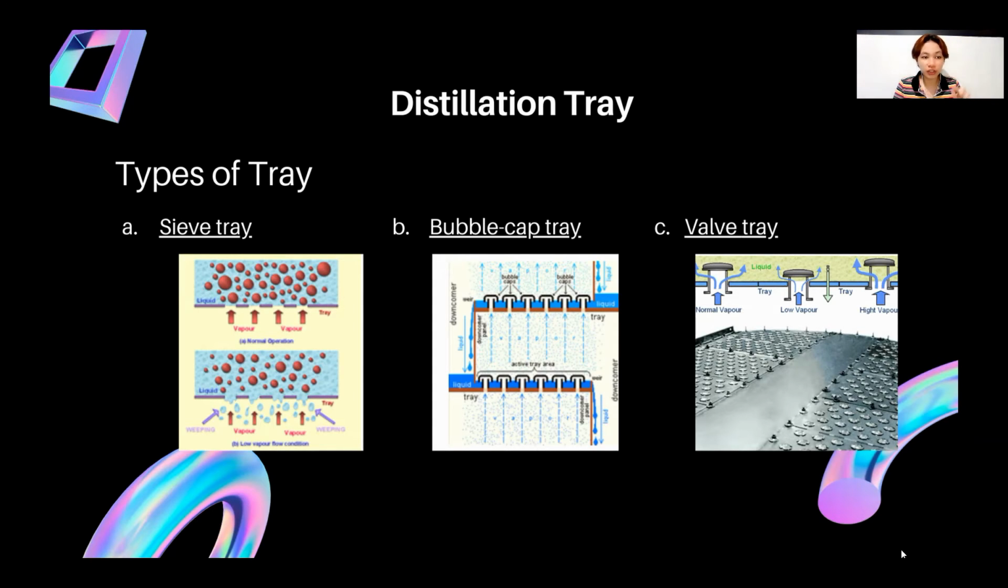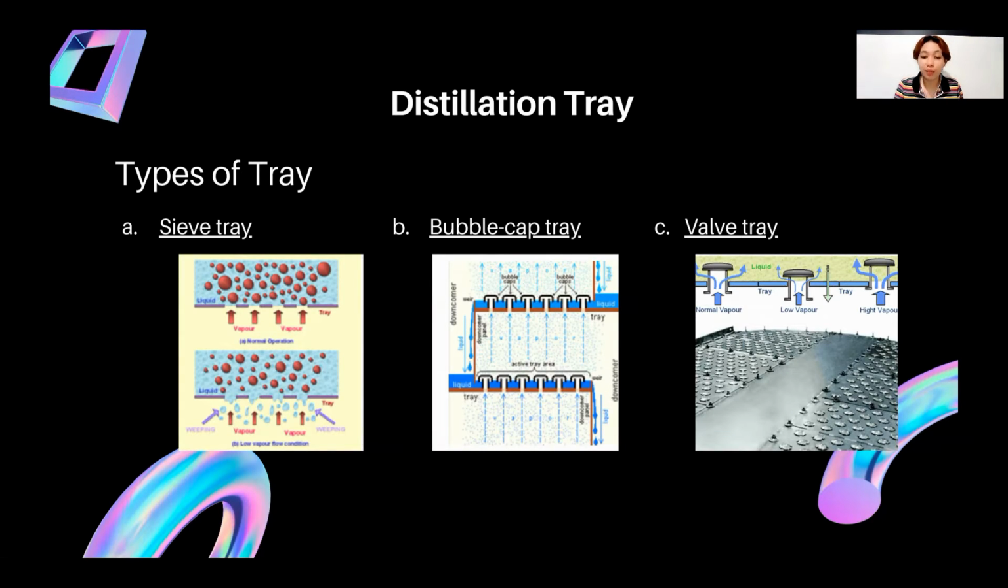So there are three types of trays. We have sieve trays, we have bubble cap, and valve tray. The first one, sieve trays, are simply metal plates with holes in them. So vapor passes straight upward through the liquid on the plate. The arrangement, number, and size of the holes are design parameters.